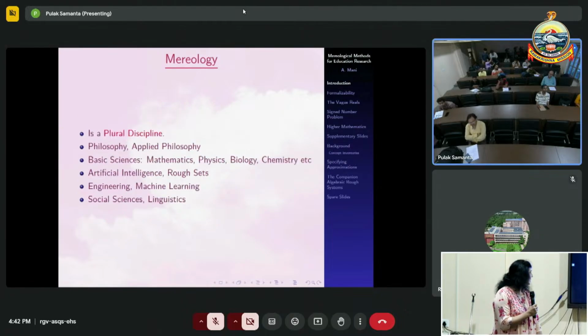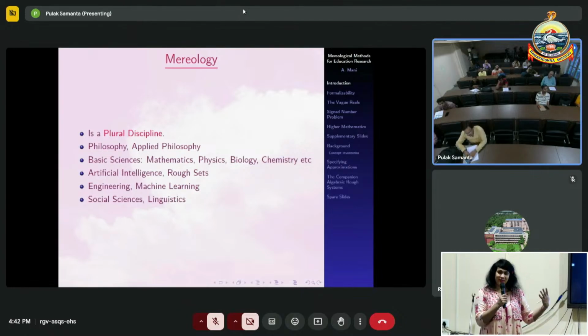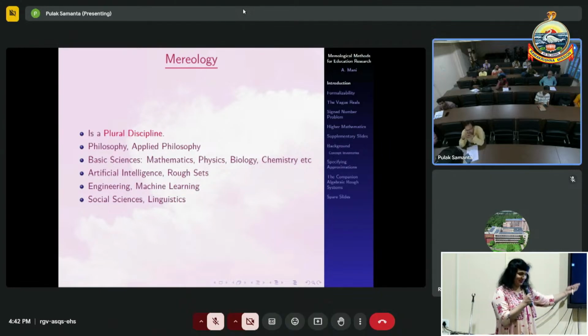This one? What is this plural discipline? It's a plural discipline in that most people don't agree on the axioms. For example, when it comes to the parthood relation, some people will want transitivity, while others will not want it at all. And of course, it's used everywhere. That's what the slide says. And in rough sets, I've done plenty of work using mereology, foundational work.